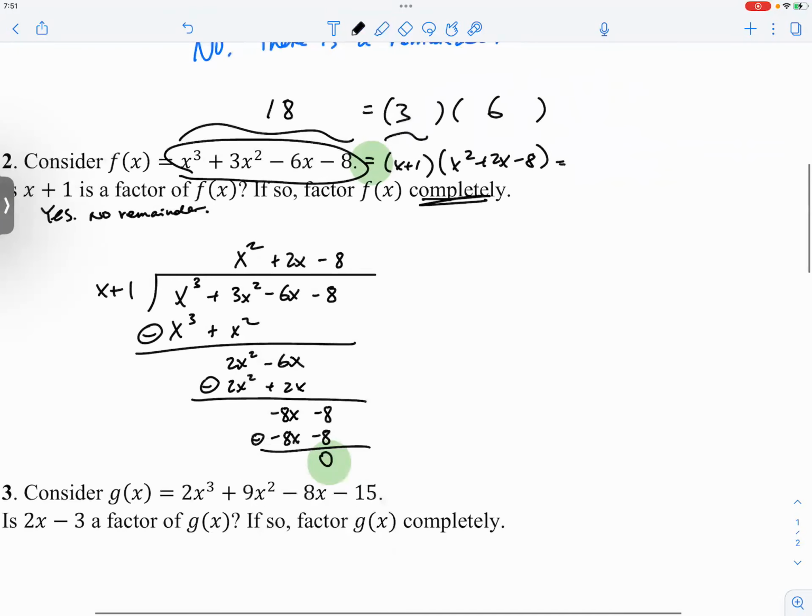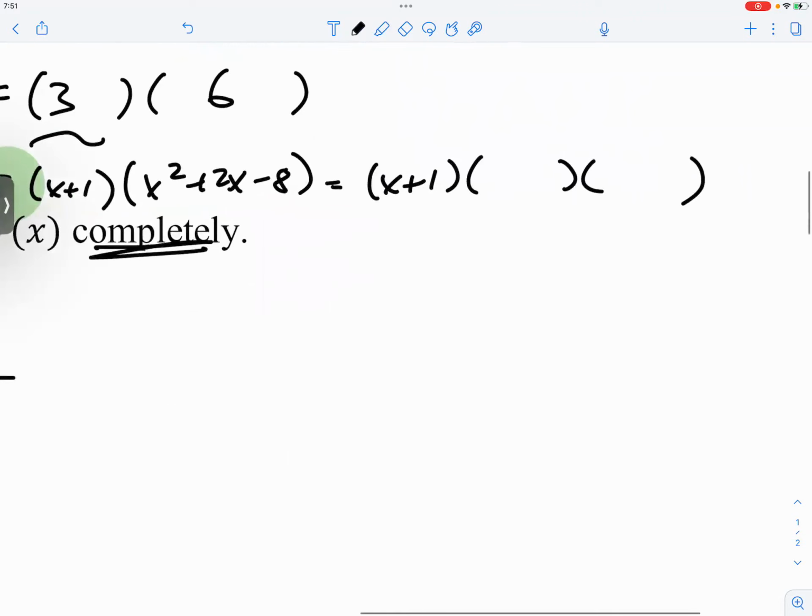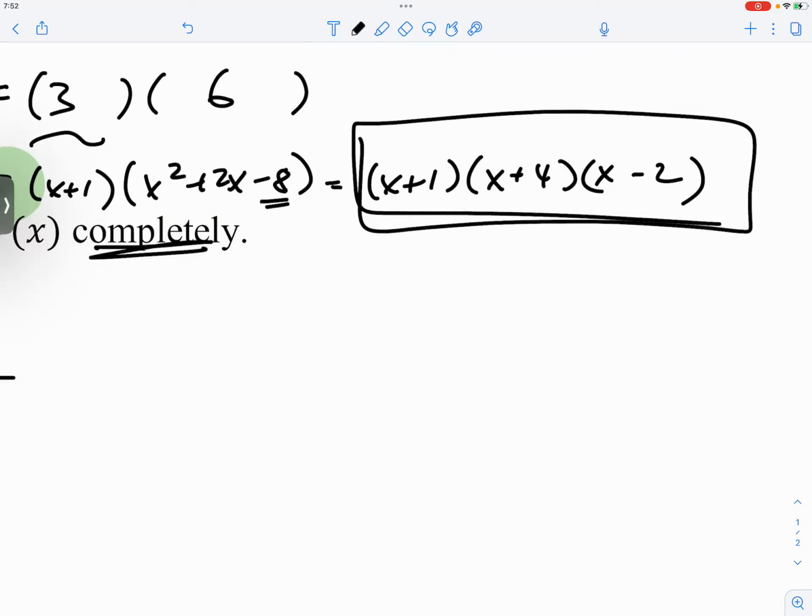completely. And so when you look at the quadratic expression, you will see if it's factorable, and it is factorable. And if you factor it, what would it be? 4 and negative 2, because you want to multiply to get negative 8 and yet add together to get positive 2. So it's going to be 4 and negative 2. And this would be your final answer.